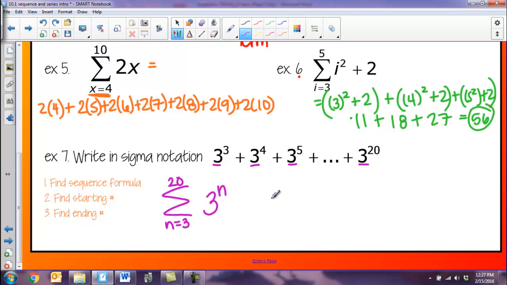Now there were lots of ways that I could have written this. Okay, that was not the only option. You could have also said, well, I want to start at 1. My n needs to start at 1. Well, then I'd have 3 to the power of, and if I'm trying to make 3 out of this, I would have to take n plus 2 in order to get this number for the first number, and then all that would do is change when I stopped. It would stop me at 18 instead of 20. So there are lots of options. You get a choice when you're writing in sigma notation, but that is our intro to sequences and series.